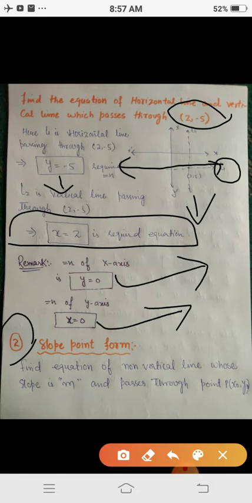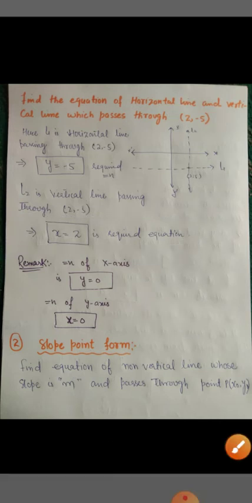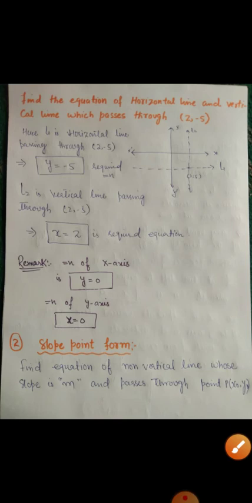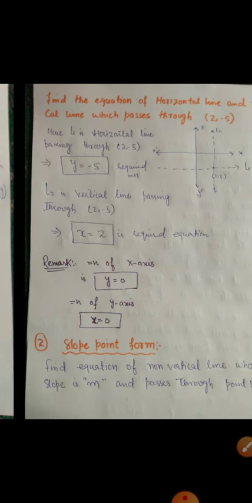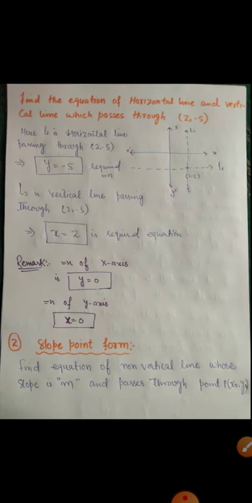Let m be the slope of the line which is given, and P(x naught, y naught) be a point through which this given line passes. Now here this line should be non-vertical, because if it is vertical then we cannot define the slope, but here slope is defined, which implies that it should be a non-vertical line.